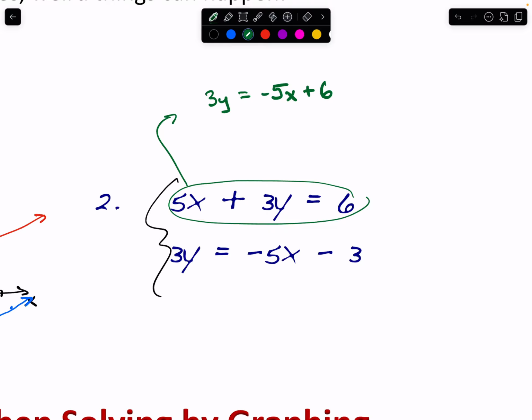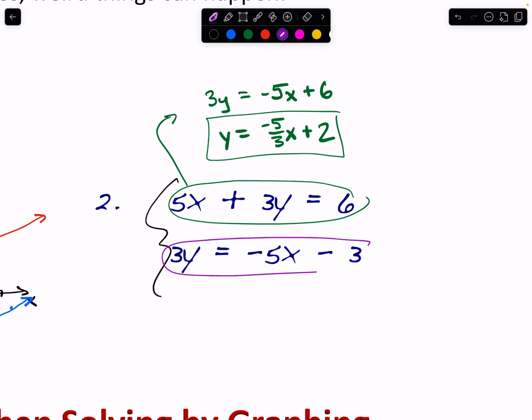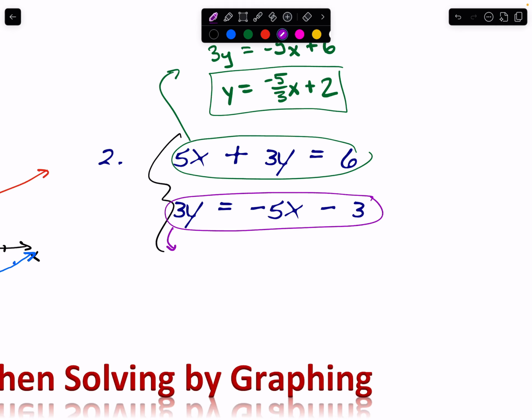And then if we divide both sides by 3, I'd get y equals -5/3 x plus 6 divided by 3 is 2. And so that would be our first equation written in slope-intercept form. All right, and then our second equation, really it's just that 3 in front of the y that's messing it up. So let's divide both sides by 3. 3y divided by 3 is just y. And then, again, I'm going to divide both terms on the right side by 3. And I'll get -5/3 x minus 1.